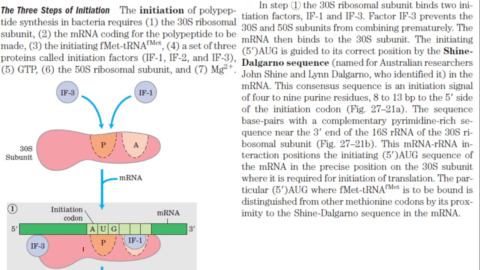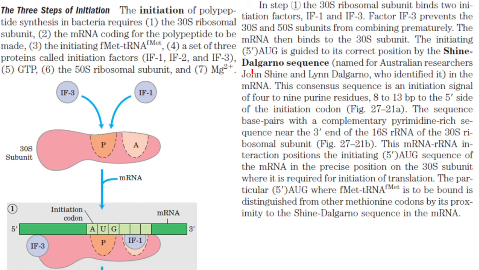Initiation process in the form of a diagram. This is the 30S subunit. P site is there, A site is there. Initiation factor 3, IF3, and IF1 are binding there. Then comes the messenger RNA. AUG initiation codon is there in the P site, make a note of it. Initiation factor 1 is there in the A site actually. And everything is written here.